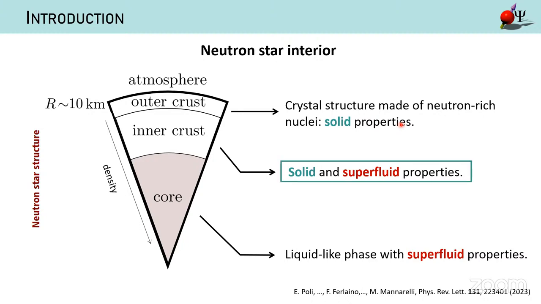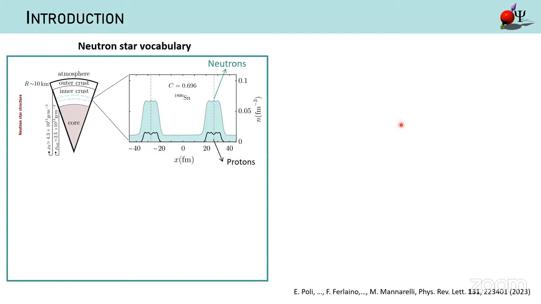Now, it is exactly this inner crust structure that captured the attention of my research group for a very simple reason that I will try to explain in the next slide. Here I show you the unit cell of the matter density distribution in the inner crust of the neutron star. What you can clearly see is that these two vertical dashed lines correspond to the position of the nuclei that form basically a lattice.